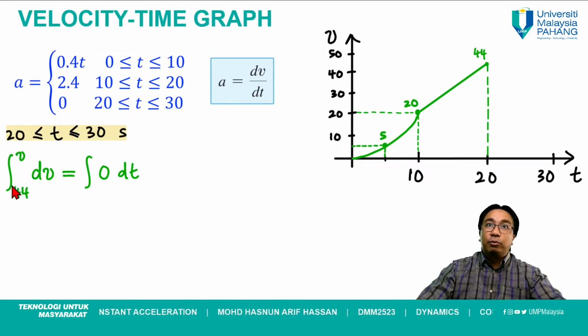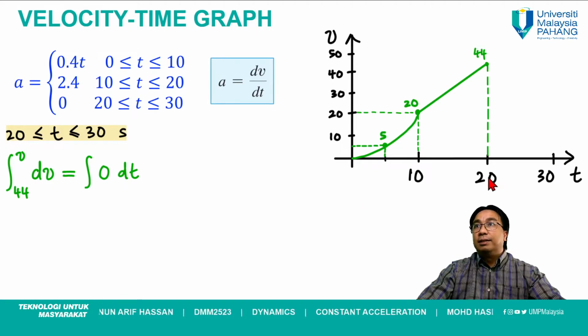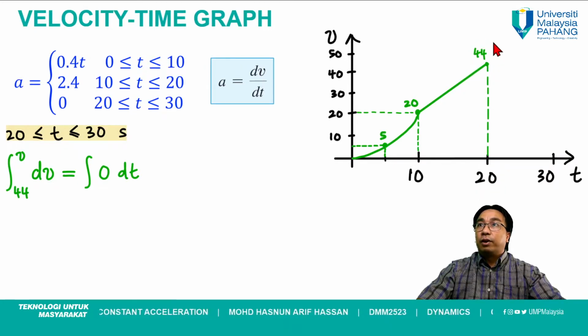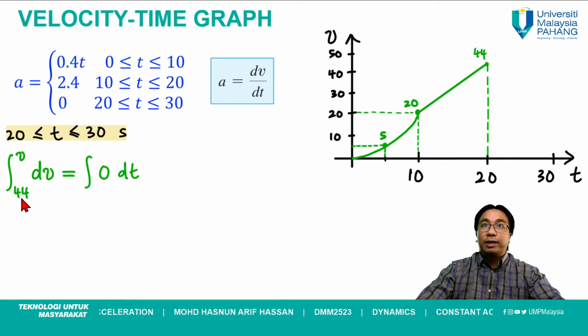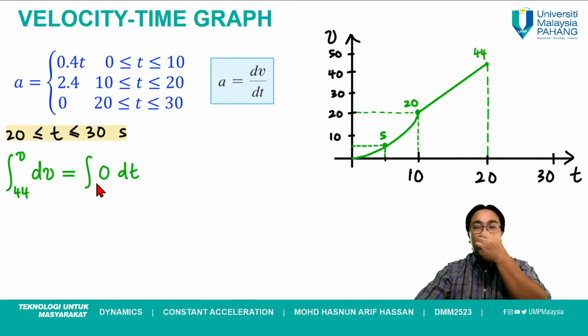So, kita perlu dapatkan lower limit velocity. Berapa velocity apabila t equals to 20? Tadi kita dah kira dah dekat sini. When t equals to 20, you punya velocity is 44. That's why kita punya lower limit ialah 44. So, integrate daripada lower limit 44 until v. Upper limit kita v lah, the variable.